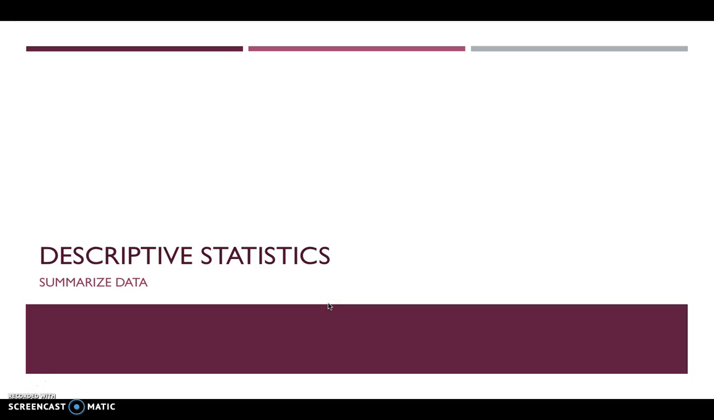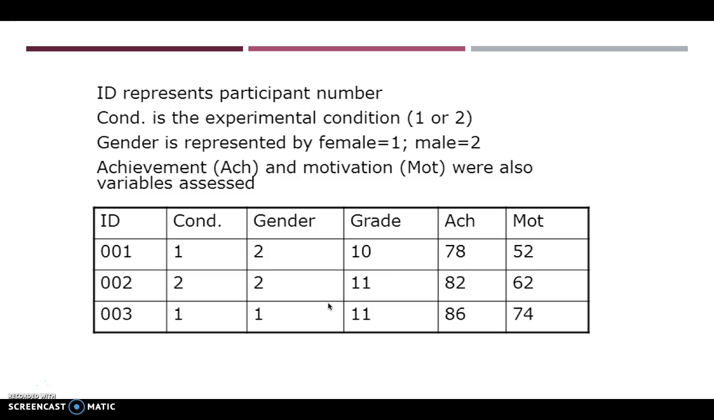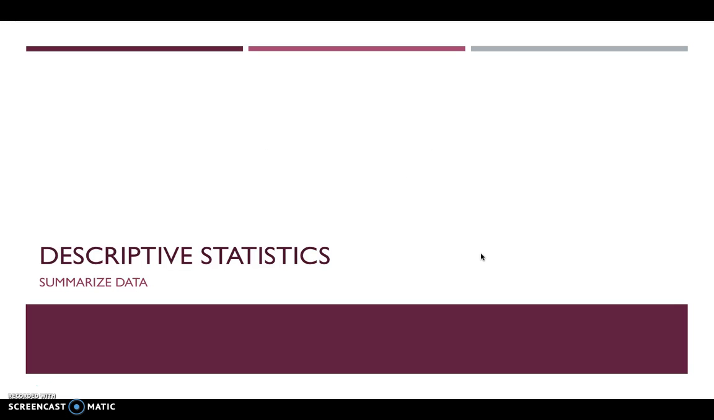Descriptive statistics are used to summarize the data. You might take this chart and say, what's the average achievement score? What's the average motivation score? All students came from grades 10 and 11, or whatever you might say. And you might say that students from grade 10 had an average achievement score of 78, but students from grade 11 had an average achievement score of 85. There's a lot of different ways you can describe statistics, but that is what this is calling for.